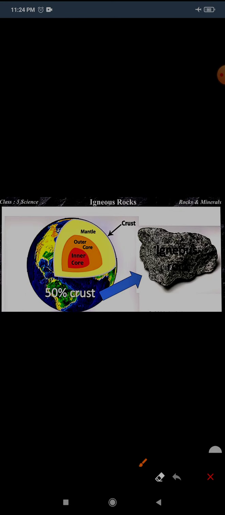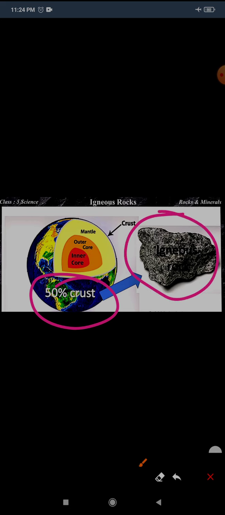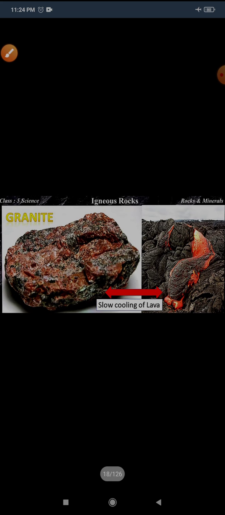Now here you can see almost 50% of the earth crust is made up of igneous rock. Almost 50% of the earth crust is made up of igneous rock. Now let us see some examples of igneous rock.